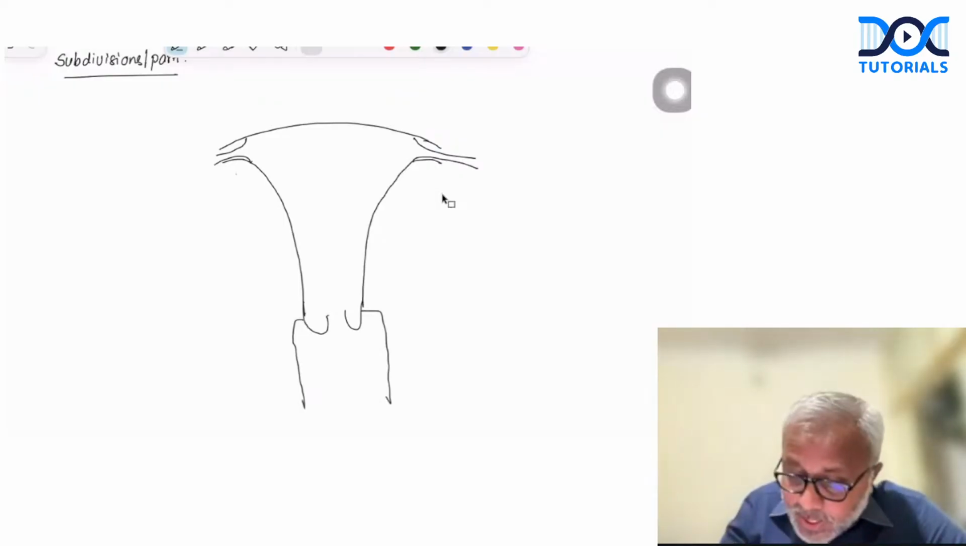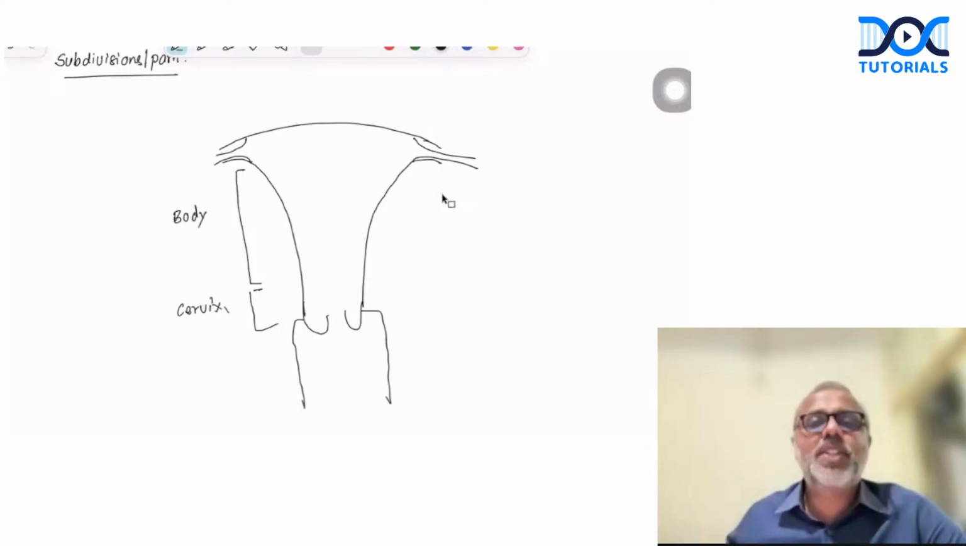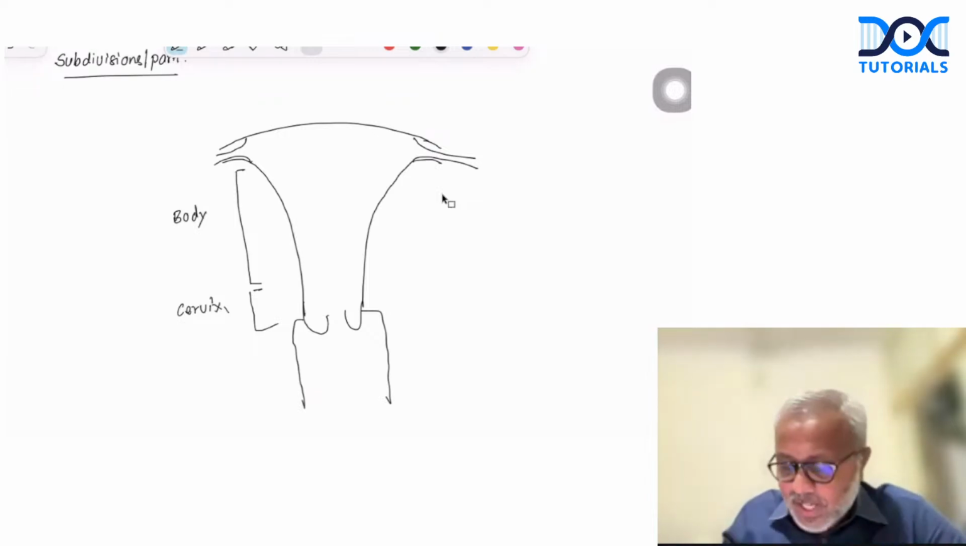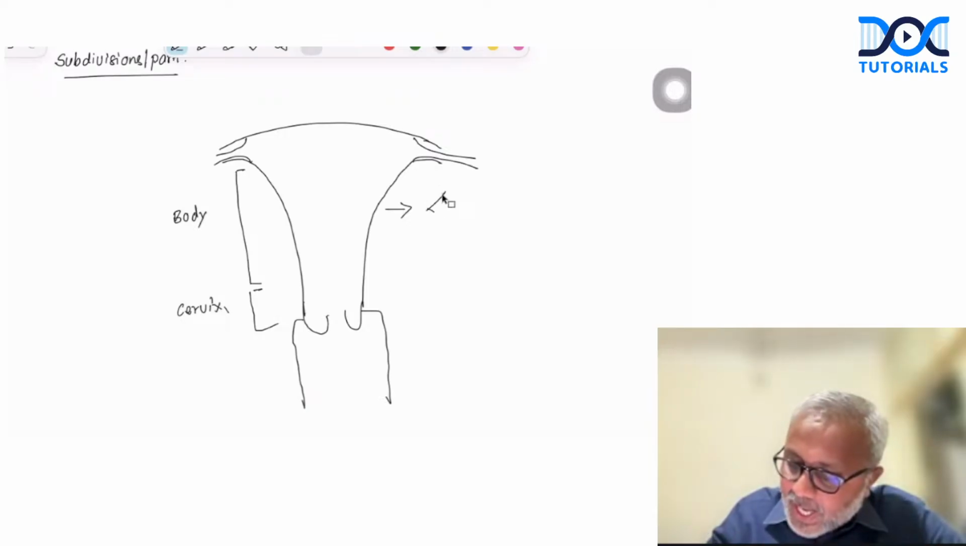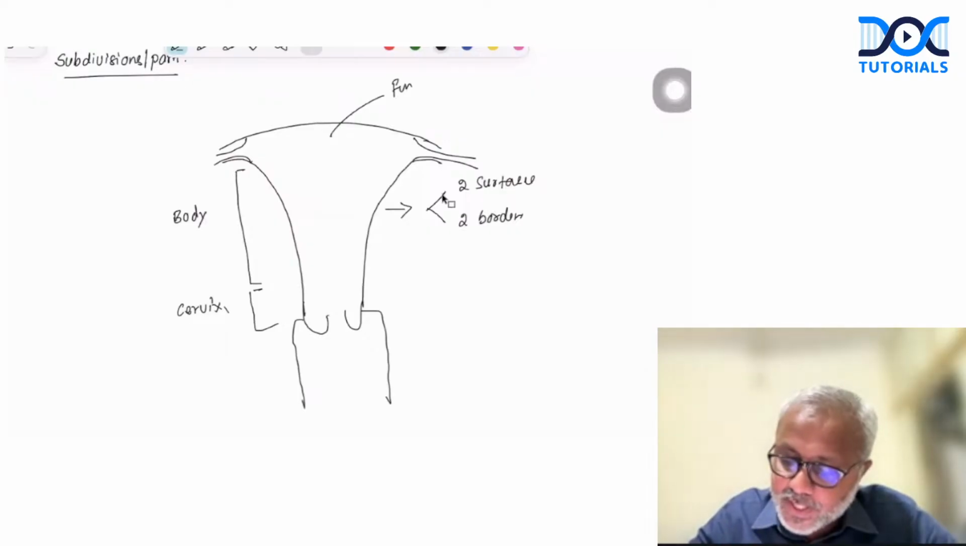So the uterus is divided into an upper two-third and lower one-third. The upper two-third is referred to as the body. The lower one-third is referred to as the cervix. Right? When we talk about the body of the uterus, this has two surfaces, right? And then it has two borders. And it has a fundus.